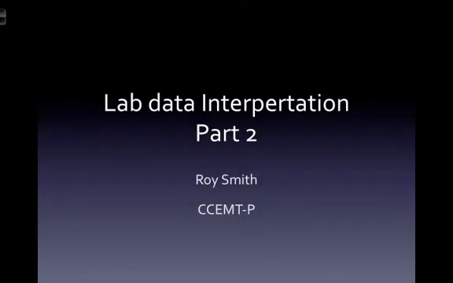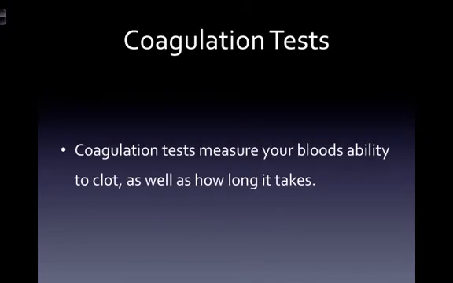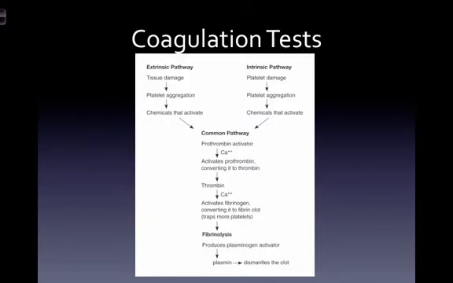This is going to be lab data interpretation. This is going to be part 2. We're going to start this off with coagulation tests. Coagulation tests measure your body's ability to clot, as well as how long it takes for your body to clot. And there's 2 pathways that we're going to kind of review here. There's an extrinsic pathway and an intrinsic pathway.